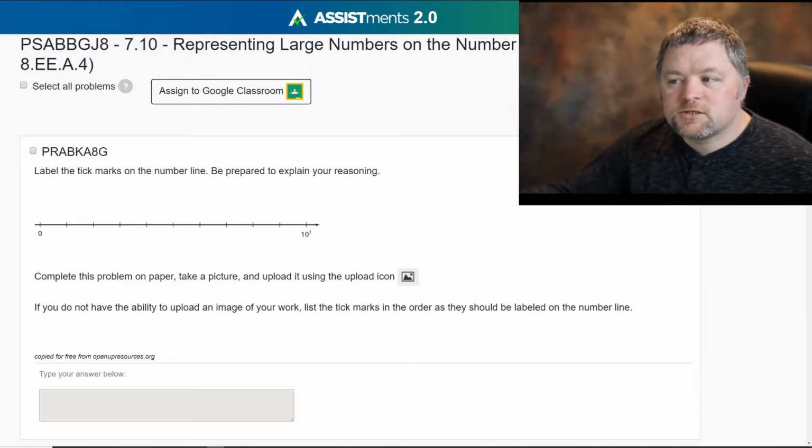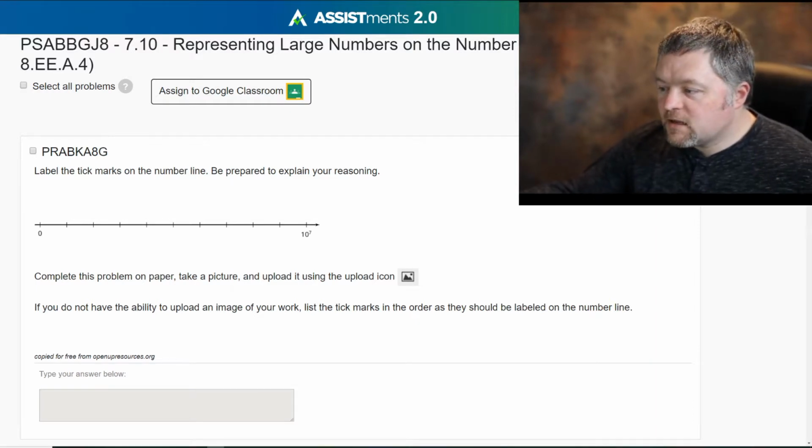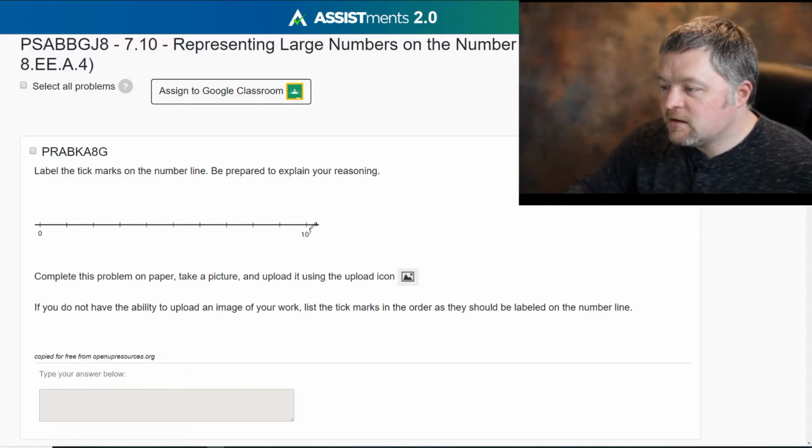Our first question is, label the tick marks on the number line. Be prepared to explain your reasoning. This one is a little tricky if you just think about the numbers that you have. However, if we think about what this number actually means, 10 to the power of 7 is 10 million.